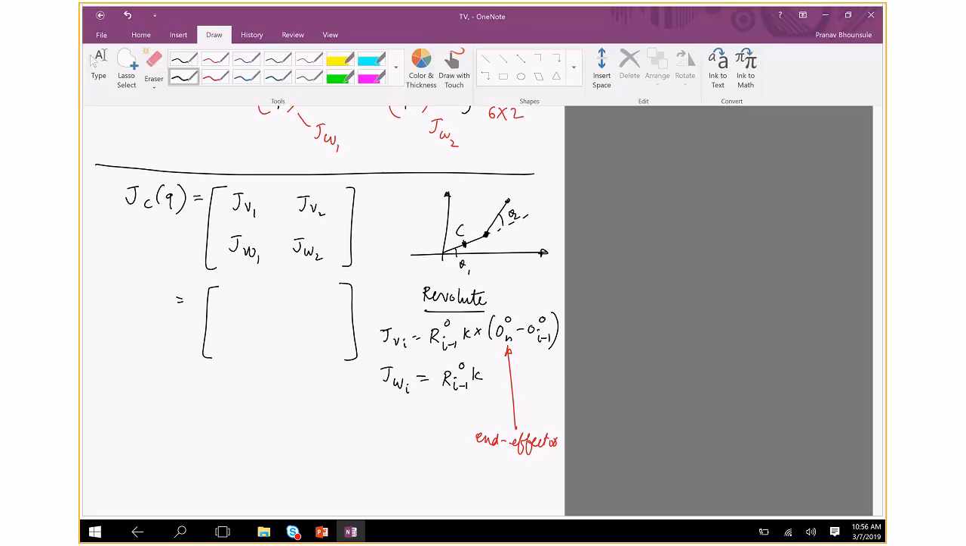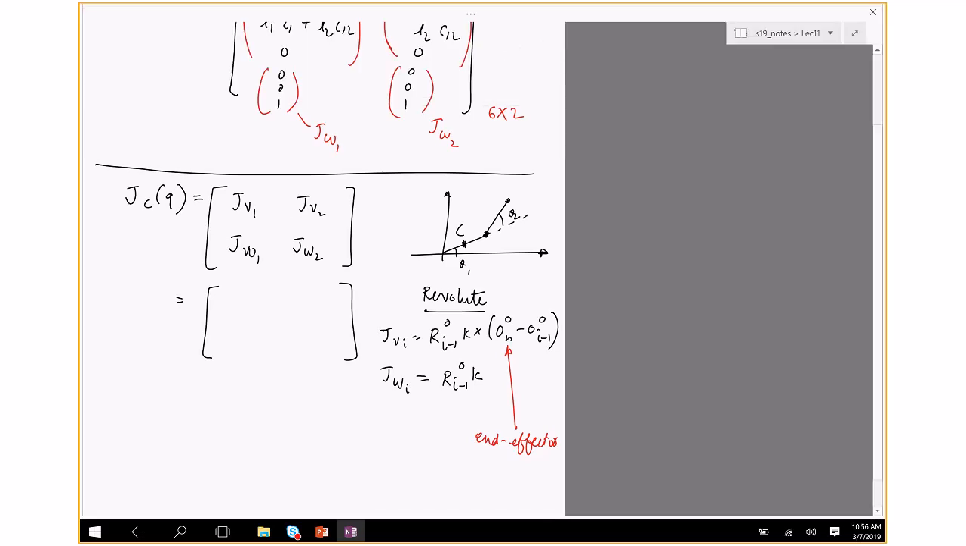So for the first element, JV1, the interpretation is: what is the velocity of C when theta 1 dot equals 1 and theta 2 dot equals 0? So when theta 1 dot moves by a unit, how does C move? It would move by a formula given by that. So I'm going to write down R00 K crossed with OC0 minus O00, because I just replaced the end effector position with C, since I'm no longer trying to find the Jacobian of the end effector.